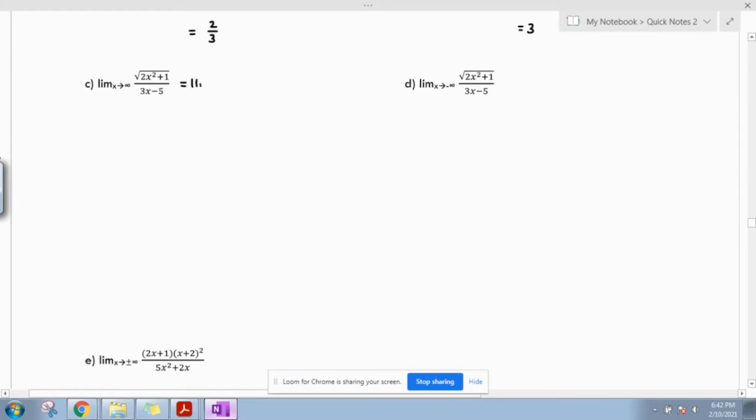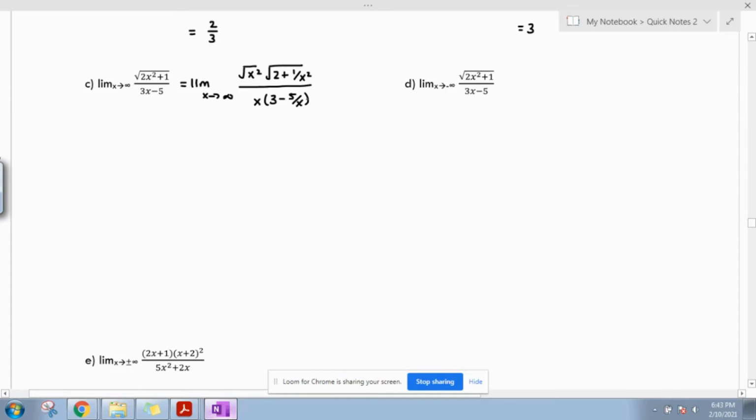I'm going to have the limit as x approaches infinity, and then I'm going to take a look at my numerator. I want to factor out the highest exponent of x. In this case, what I'm going to do is take out the x squared from underneath the radical. So I'm going to break it up how I've been doing it so far. So I'm going to do the square root of x squared and then times 2 plus 1 over x squared. All over, in my denominator, I'm factoring out x, and I'm going to be left with 3 minus 5 over x.